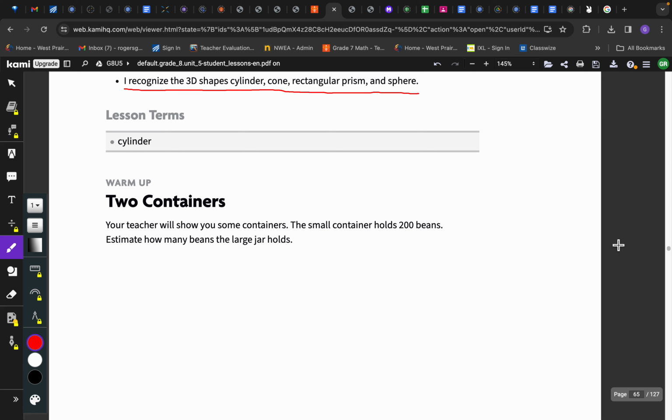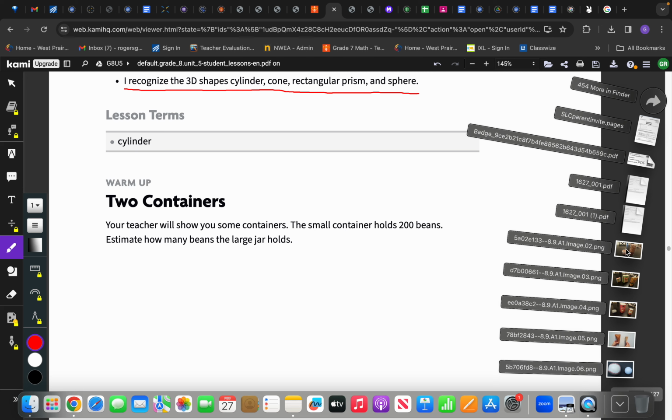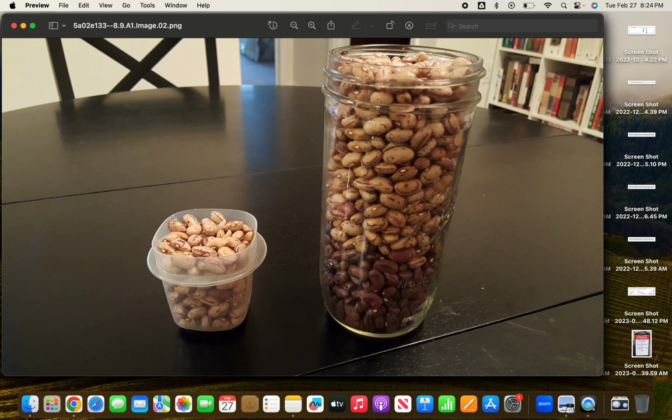It says your teacher's going to show you some containers. A small container holds 200 beans. Estimate how many beans the large one holds. So here's the picture. The small one right here holds 200 beans. So how many do you think this one holds?